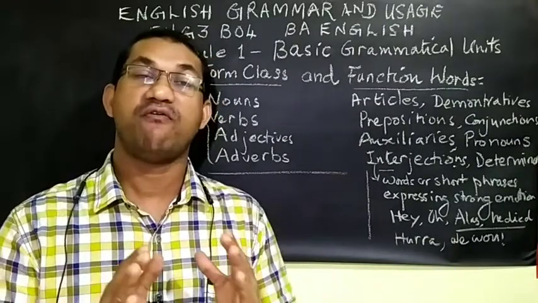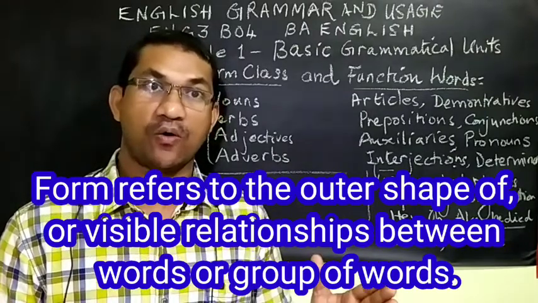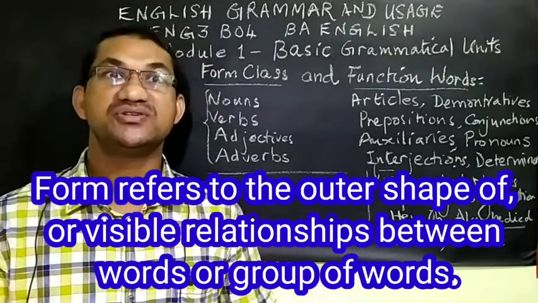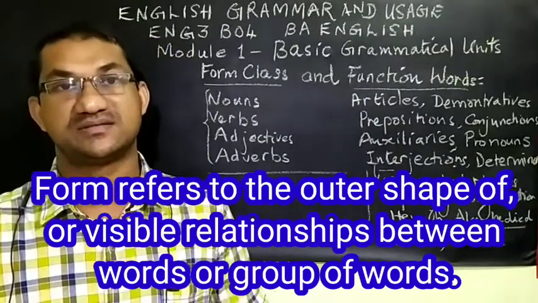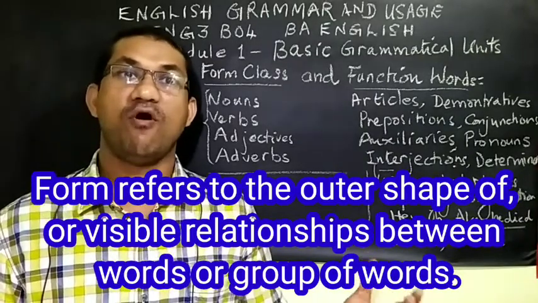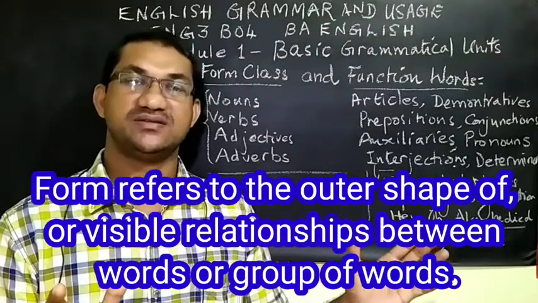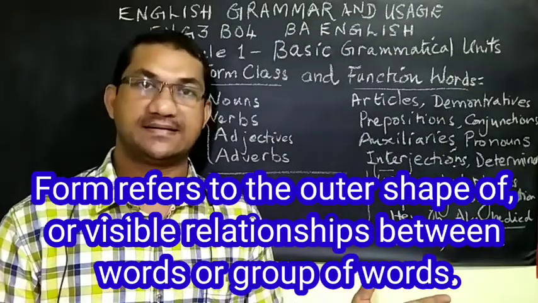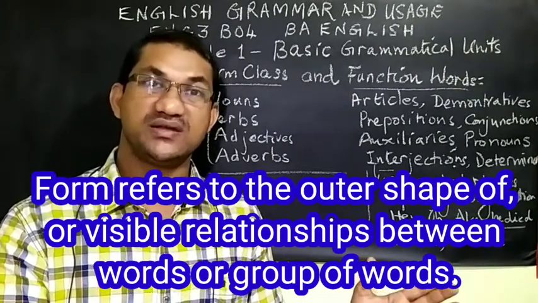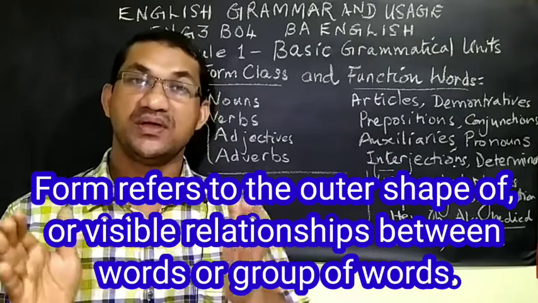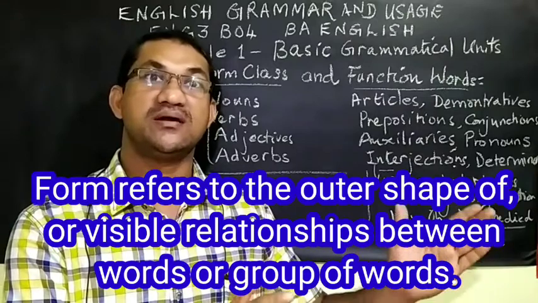What is form? Form refers to the outer shape of, or the visible relationship between, words or group of words. Form refers to how the words of a sentence appear or look. When we look at a sentence, we understand that each word is connected to the next by a particular pattern.